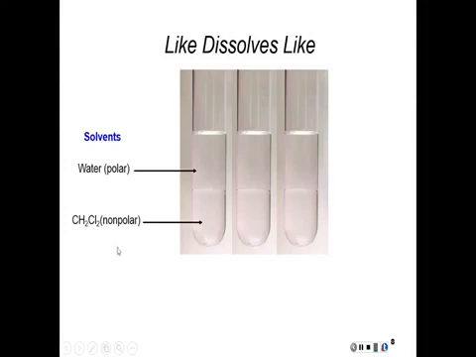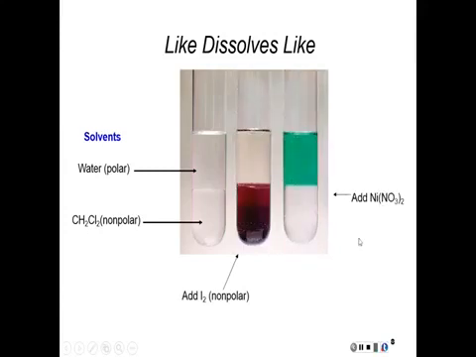Now for this example here, you notice we put these two liquids together into 3 test tubes and they separate immediately. The water is on top because it's less dense than the dichloromethane. Now I'm going to add some iodine to 2 of these test tubes, and I'm going to add some nickel 2 nitrate to this test tube. Let's see what happens. When we do that, the iodine dissolves in the nonpolar dichloromethane, and that's because iodine itself is nonpolar. Whereas the nickel 2 nitrate dissolves in the water, but not in the dichloromethane.